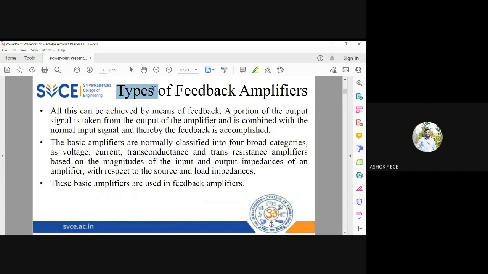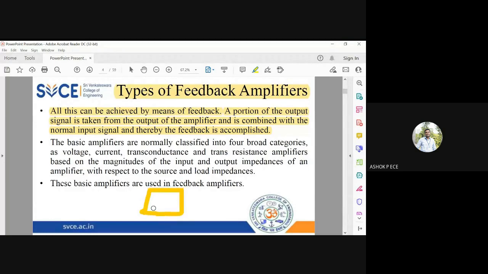So, types of feedback amplifiers. All the above points I mentioned, the positive points and the reduction of negative points, are achieved by means of feedback. So what is feedback now? A portion of the output signal is taken from the output of the amplifier and is combined with the input signal, and thereby feedback is accomplished.